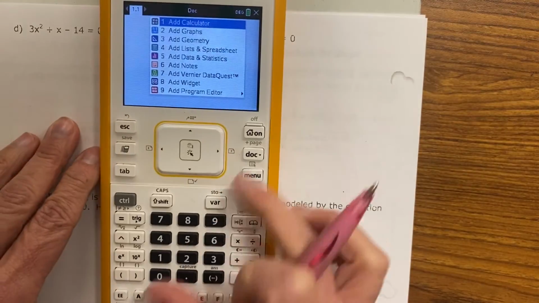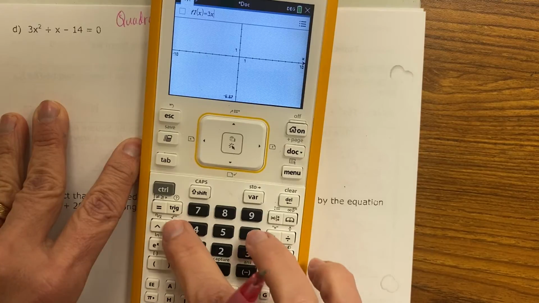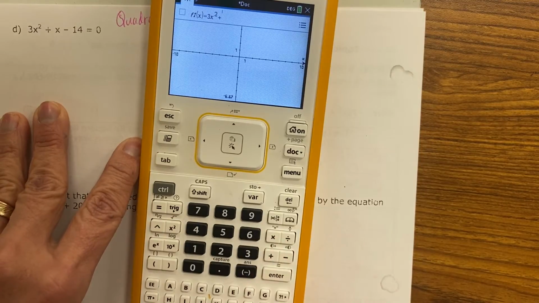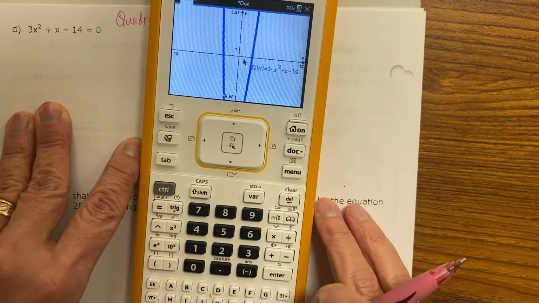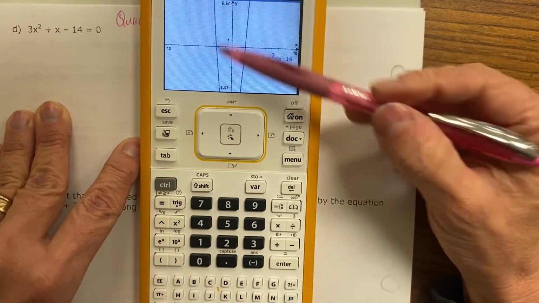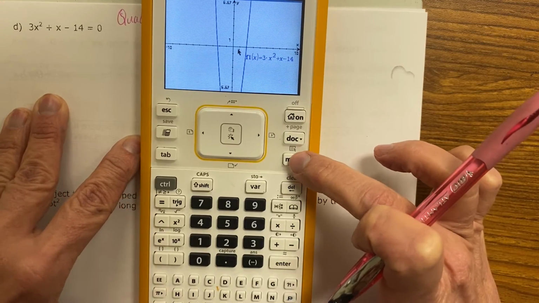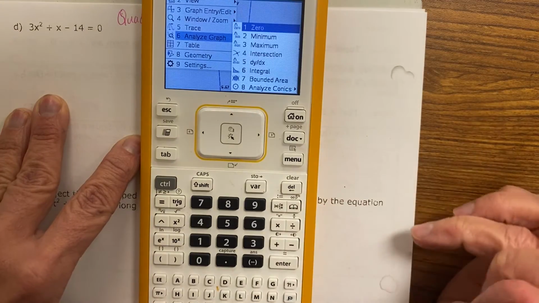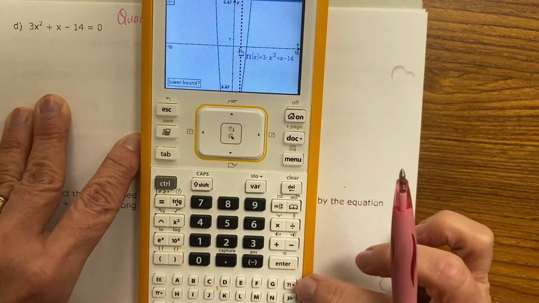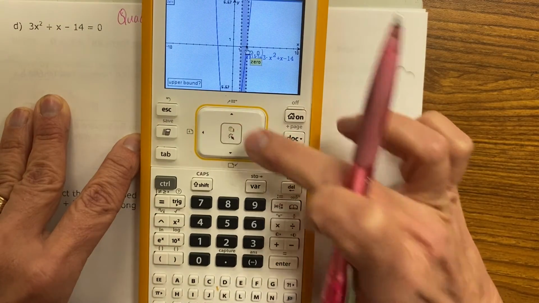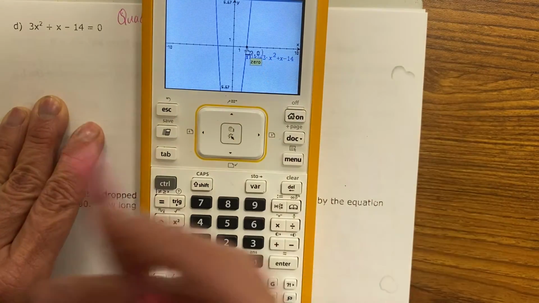And so to refresh your memory, you're going to go to number 2. I'm going to type in 3x squared plus x minus 14. Hit enter. And this is what our parabola looks like, and we're looking for these values right here. We're going to press menu, and we're going to press analyze our graph, and we're going to look for the zeros, and we're going to move this line over until we can go ahead and hit a 0. And this tells me that one of my zeros is 2, 0.